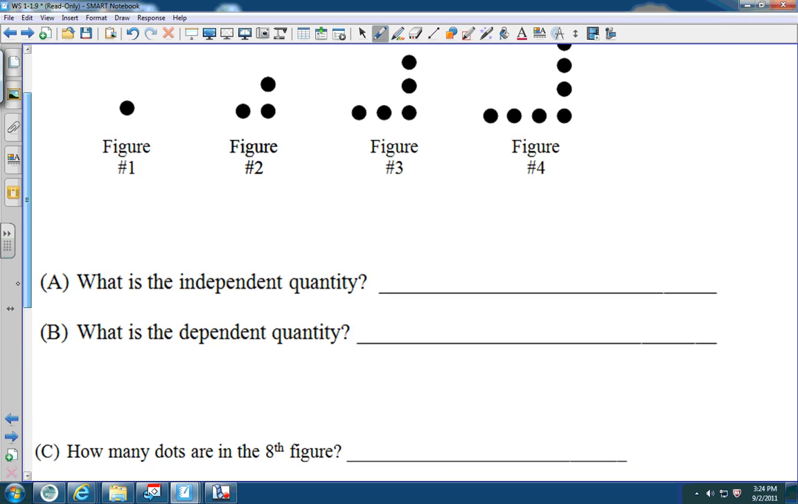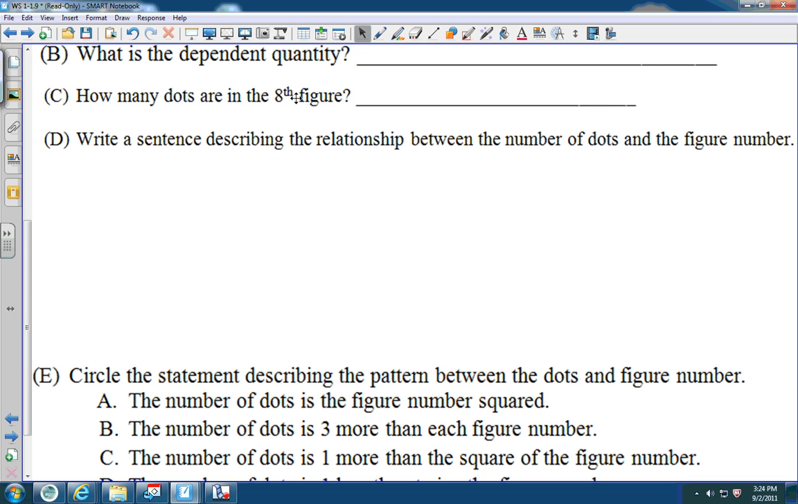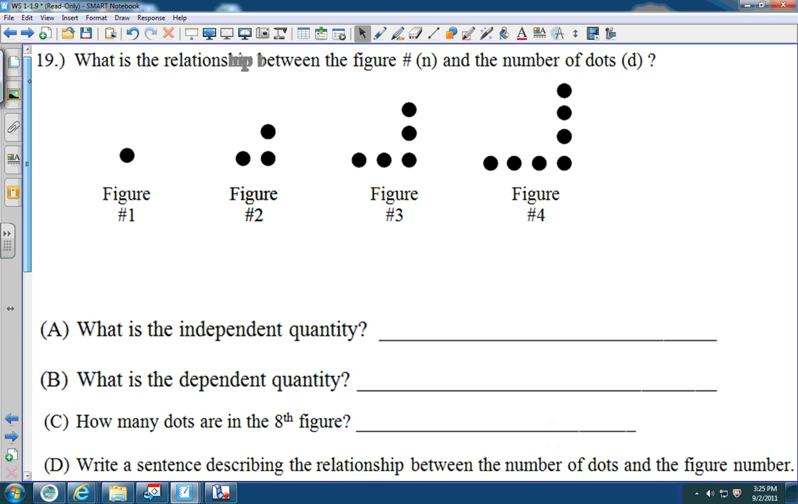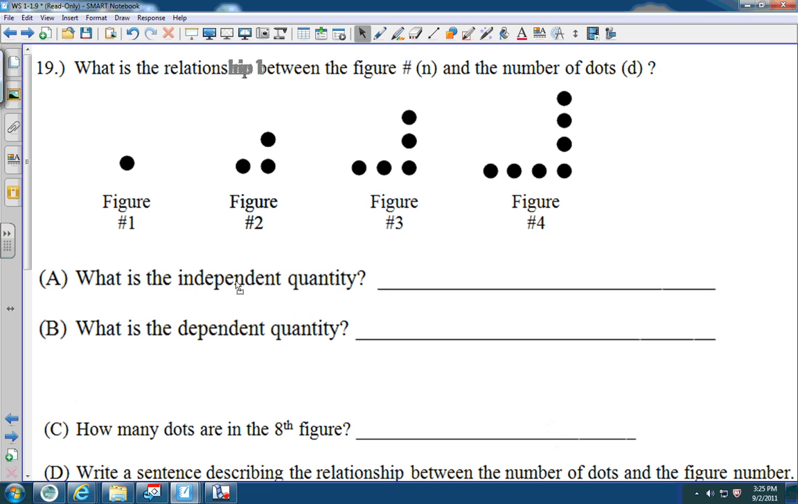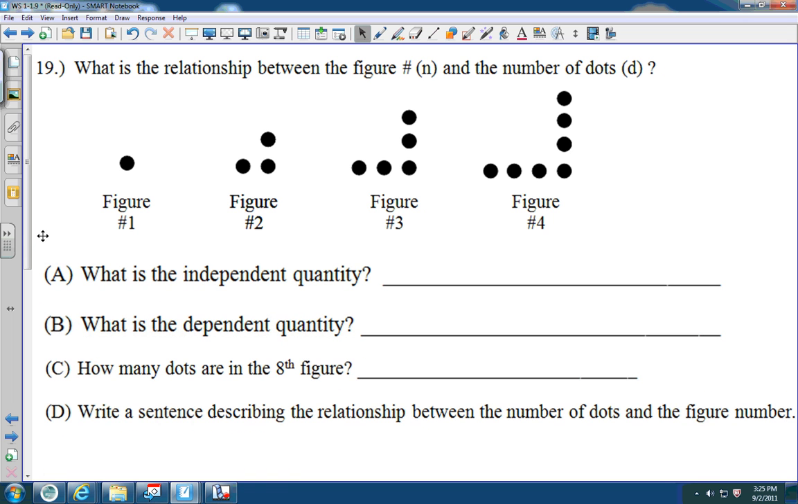What is the relationship? Let's see. Let me see if I can move these up a little bit so that we can see it. We're at least going to try and look at the first view here. All right, so let's look at this, pause the video and see if you can answer this question.